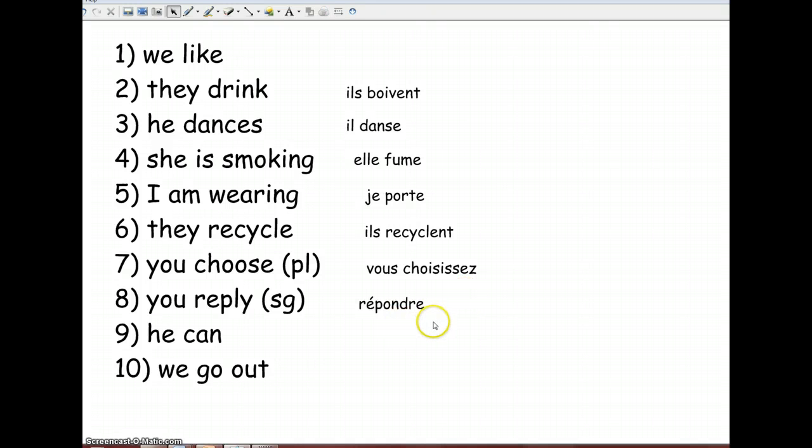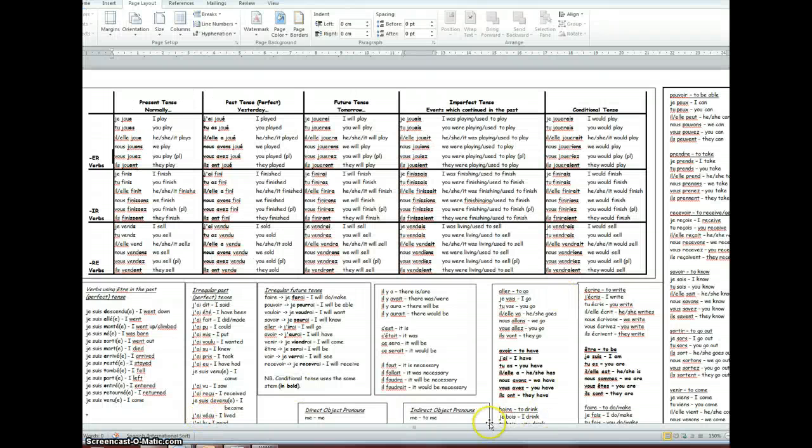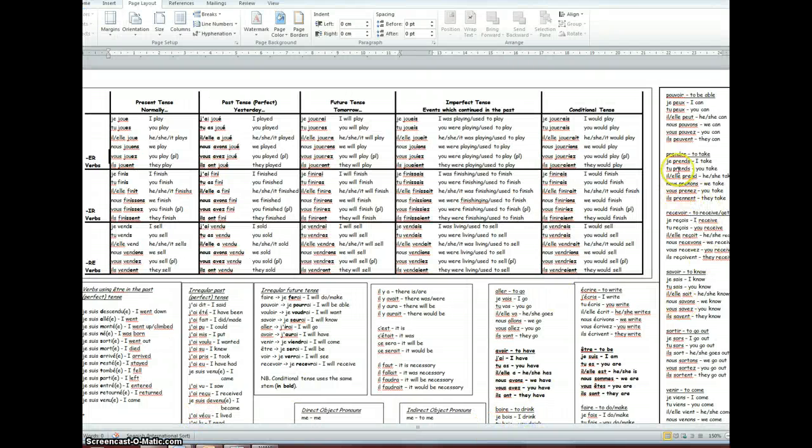Okay, so now we want you reply. So we need the infinitive. We look up reply in a dictionary or on an online dictionary, and we get répondre. That means to reply. We want you reply, and the SG here means singular, so we want the tu form. First, remember, we need to check our learning map to see if répondre is one of our irregulars. It's not, because we go from recevoir to savoir, so we know we're doing the endings again.